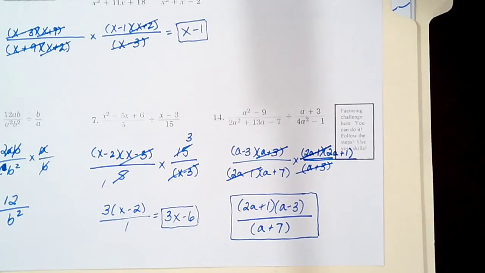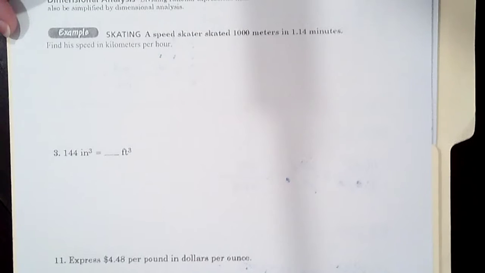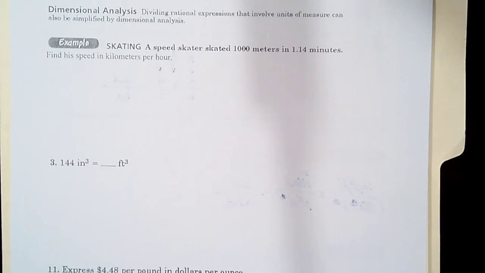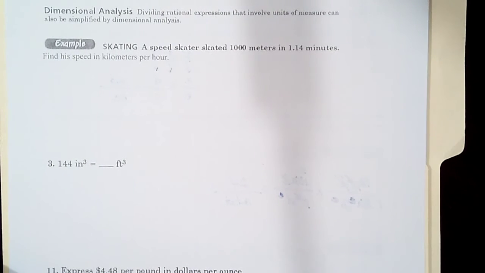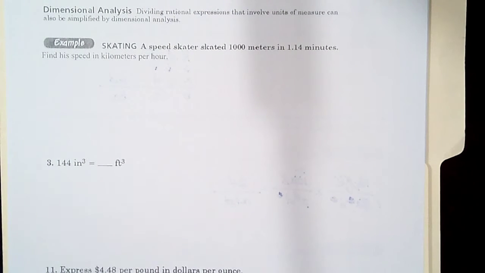But we are not done. We are now going to jump to the back where we're going to do something very, very similar to this. It's just got a little bit different name and it's more of a real world application. So this is called dimensional analysis. This is used a lot in your chemistry classes and other science classes, so it's a great skill to have, but it's also very useful in math. So dimensional analysis is just the project or the task of dividing rational expressions that involve units of measure. So instead of just working with numbers, we've now got some units to work with. So let's look at this first example.